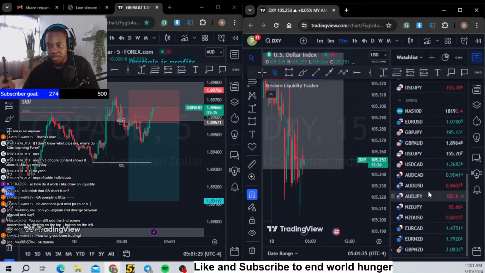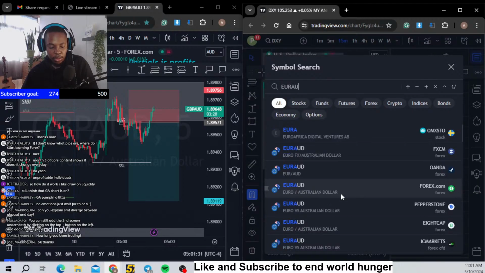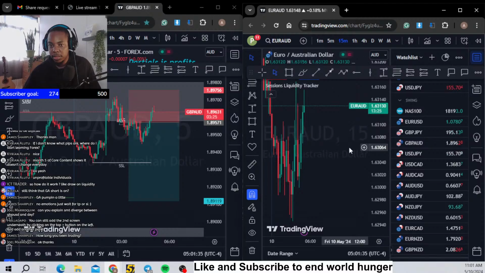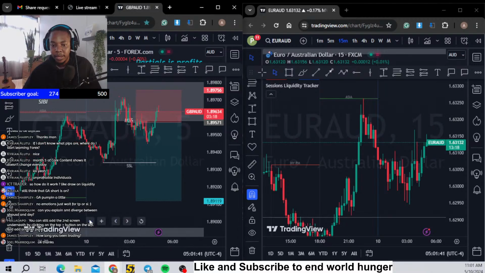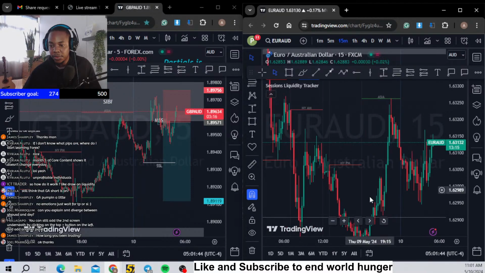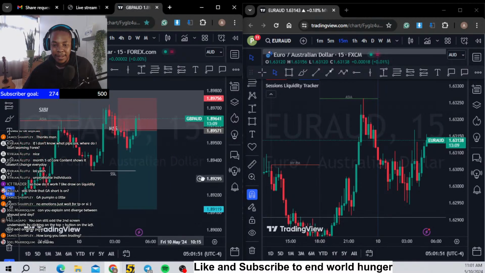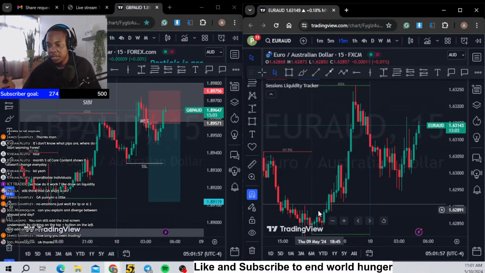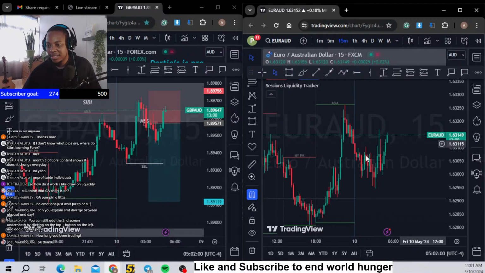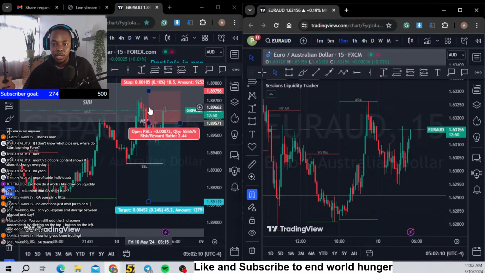Let's look at the correlation to GBP, the correlated pair, which is the Euro AUD. Looking at the Euro AUD on a 15-minute chart, as you can see, price on the Euro AUD hasn't taken out Asia high, haven't swept that high up there, while the GBP AUD actually did take out that high.